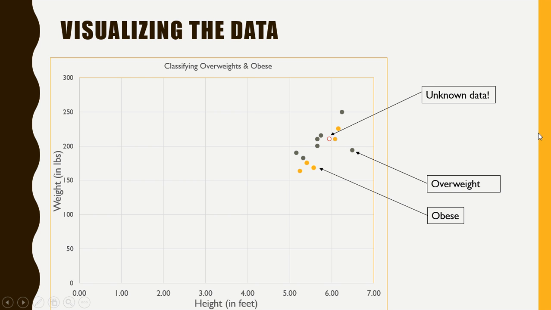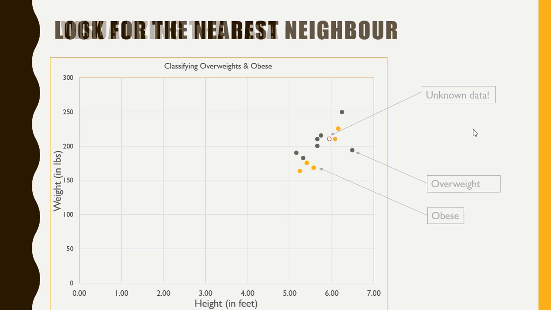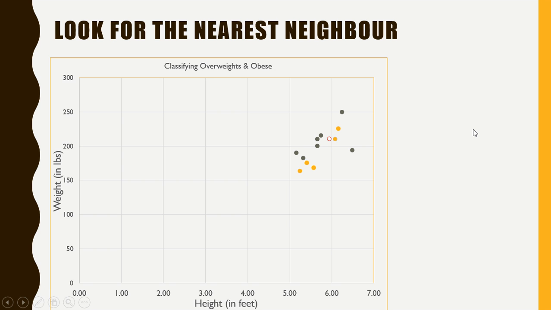unlabeled, our new data point. All we have to do is classify it as either obese or overweight, and we have to do it based on the nearest neighbor. So we will start looking for the nearest neighbor of this new data point, and we see that it's actually an obese.